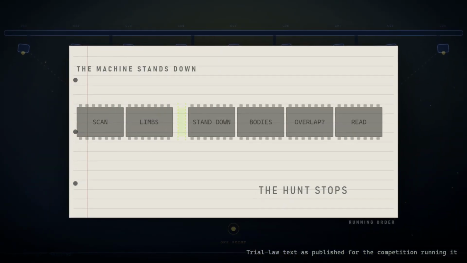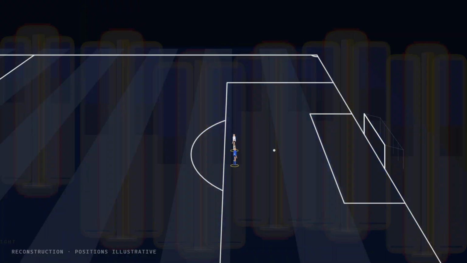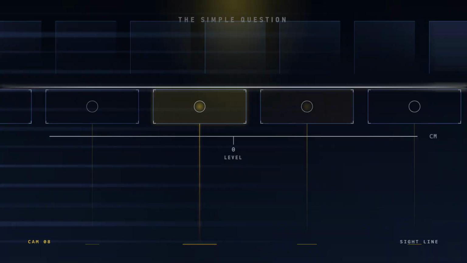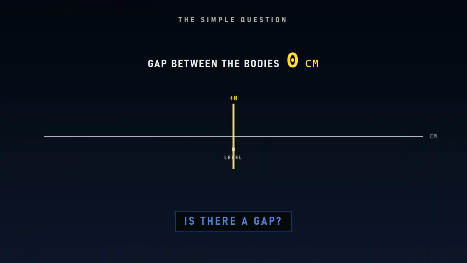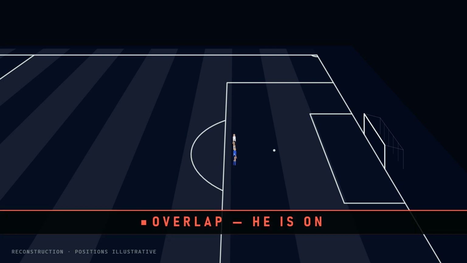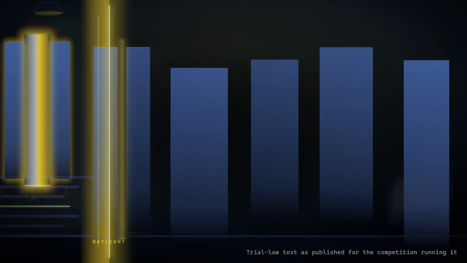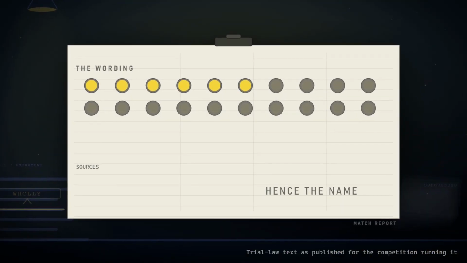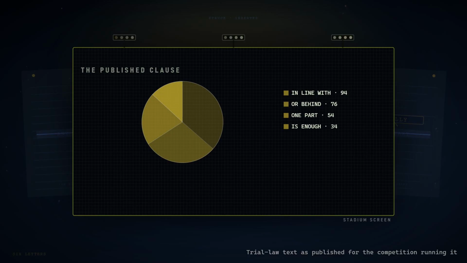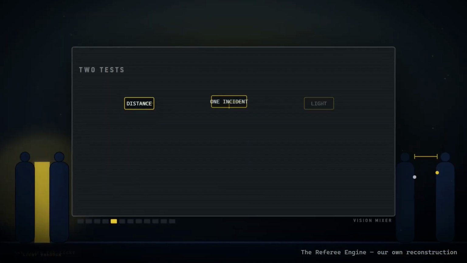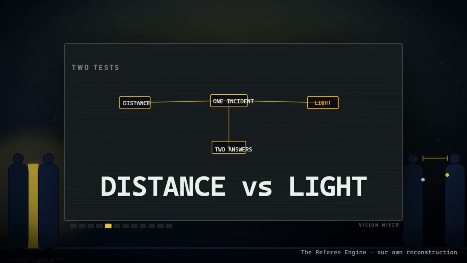Under the trial law, the machine stops looking for points. It looks at bodies, all of him against all of him. And your question becomes embarrassingly simple. Is there a gap? If any part of him overlaps the defender, he is on. Only when you can see daylight between them is he off. Hence the name. FIFA's wording: onside if one scoring part is, quote, in line with or behind the second to last defender. One test measures a distance, the other looks for light.